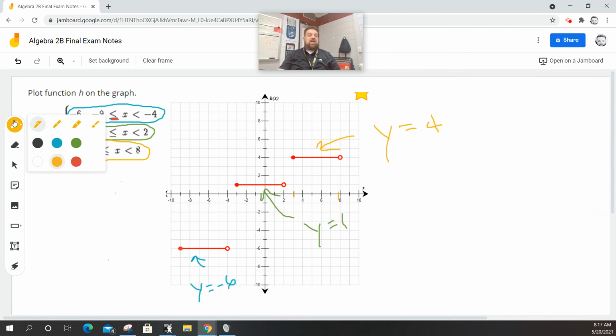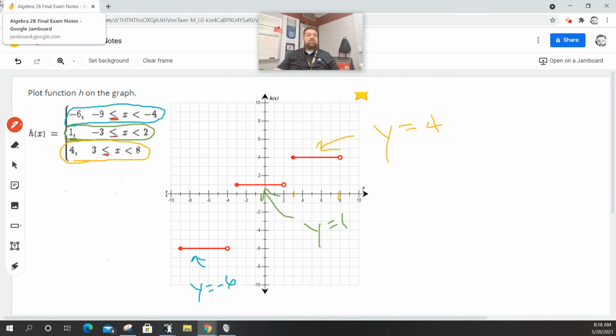And just to recap, the boundaries for these, wherever there is an equal sign, we have a closed circle. Wherever there isn't an equal sign in the inequality, we have an open circle. And all that does is closed circle means we include that value. Open circle says we're leading up to that boundary, but we're not including that value. Okay? And that's basically it for that one.